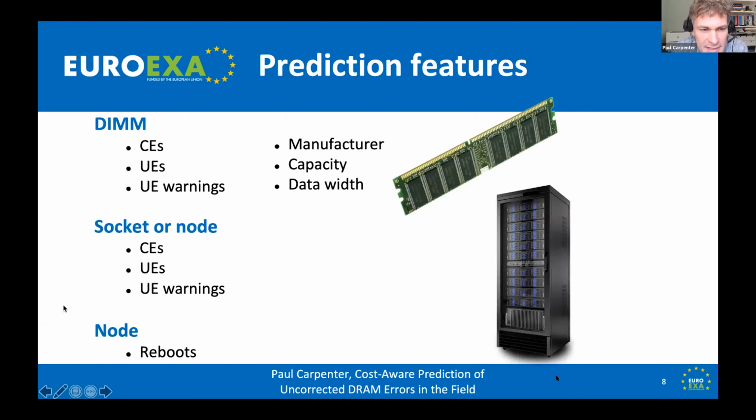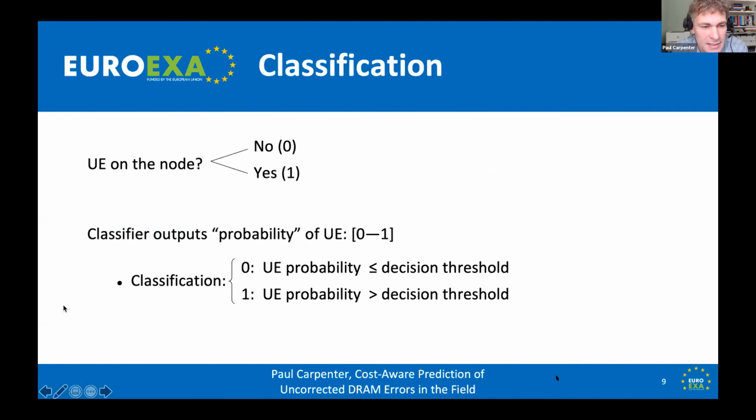And this repeats some of the things I said before. The features that we use to make the prediction: how many CEs have you seen, how many UEs, probably none, but maybe some. UE warnings, I think these were warnings to do with temperatures getting high or something. I forget the details, but some warnings, the manufacturer, static information about the DIMM, also aggregated across the socket or the node, and whether there's been a reboot. So this information all comes into the random forest classifier. And the output, as I already said, is yes or no, is there going to be a UE. Internally, it's actually not really a probability, it's some confidence number between 0 and 1 as to whether there's going to be a UE.